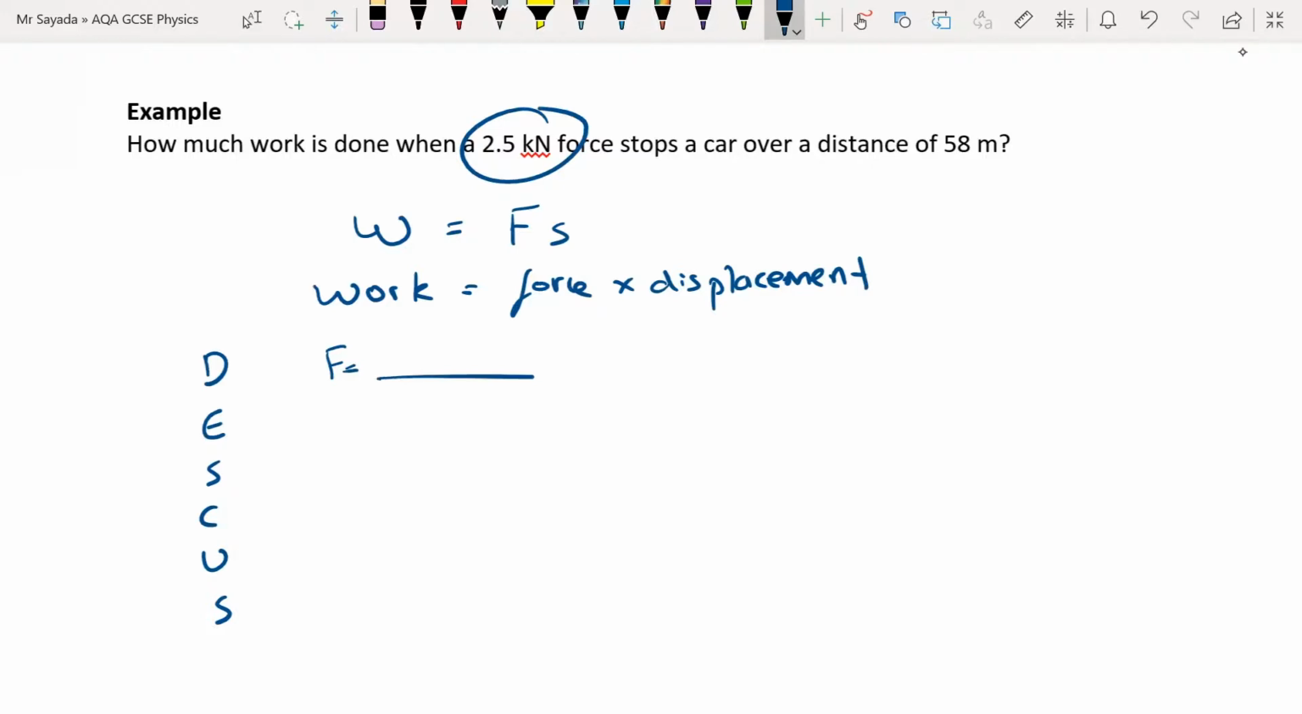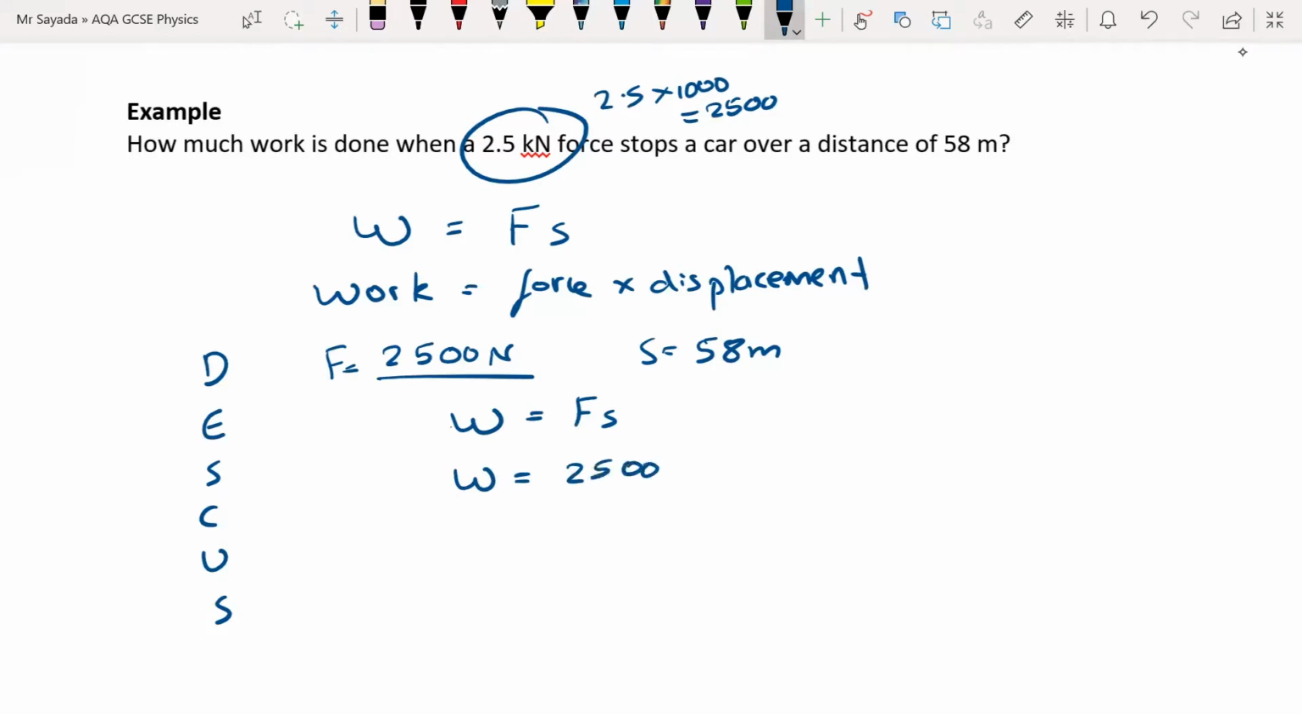So over here, I should be writing down 2,500 newtons. I should be turning the kilo into newtons. So kilo means 1,000, 2.5 times 1,000 equals 2,500. And we know that the displacement is 58 meters. So I write down the equation, work done equals force times distance. So the work done is 2,500 times 58.